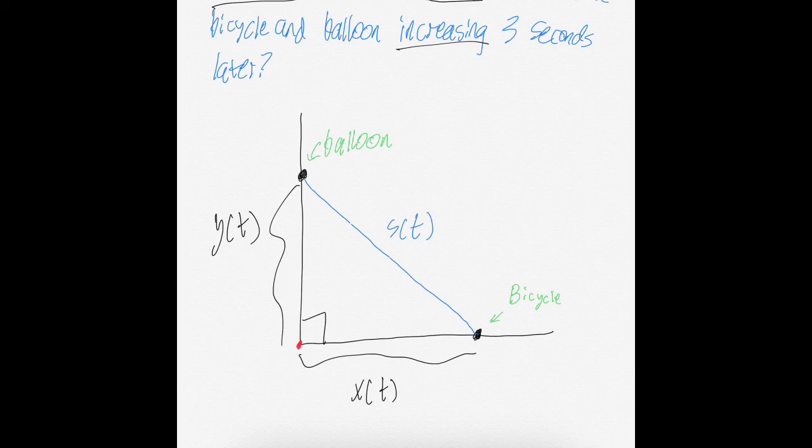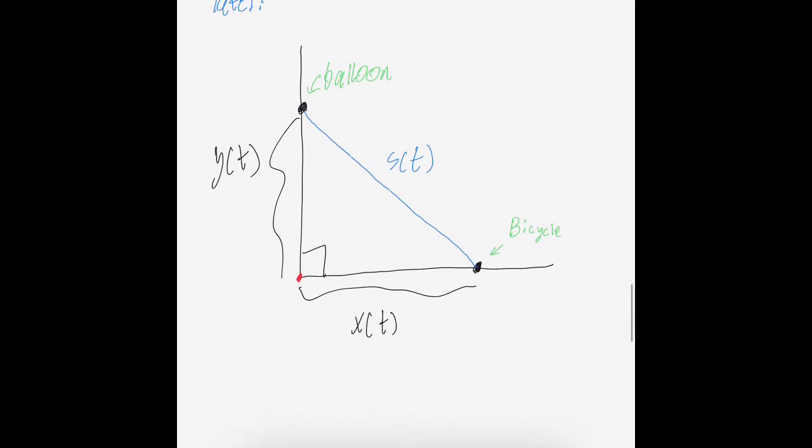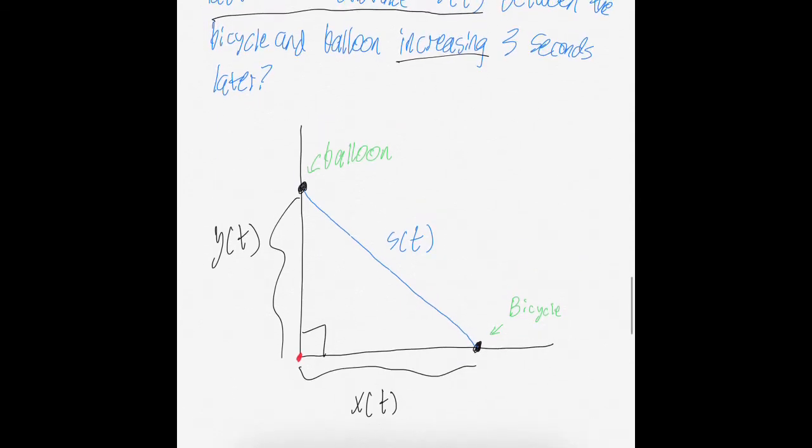So we've got this right triangle formed. The height of the triangle is the function y of t, or it's y, but y depends upon t, right? The height of the balloon basically is what y is, so that depends upon time. The length of the base is x of t, or basically that's just the distance that the bicycle has traveled since it's passed underneath the balloon. And then our hypotenuse is this distance s of t between the balloon and the bicycle.